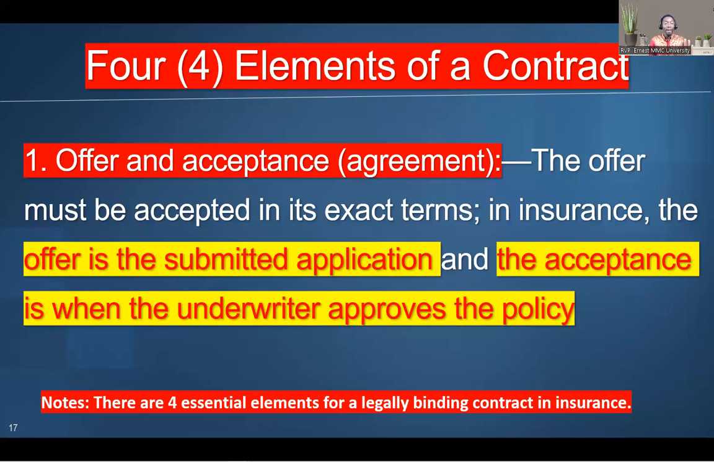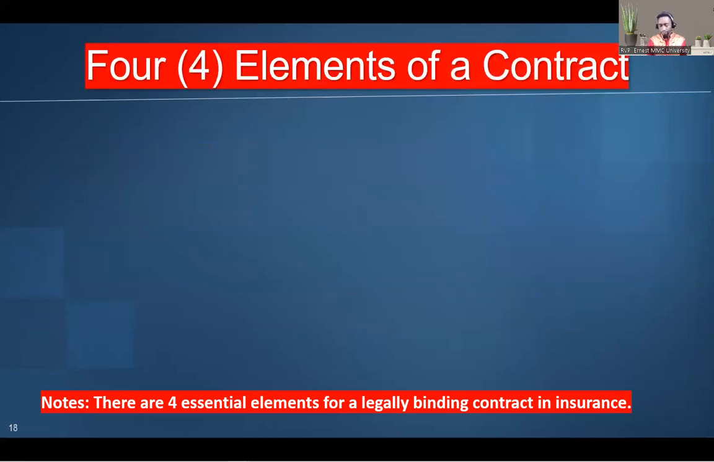So if you are the applicant, you make the offer to the insurance company. Now the insurance company approves, they make the acceptance. The insurance company never makes the offer. And you as the applicant, you never make the acceptance. So make sure you know, it's very simple: when you submit the application, you make the offer. When they approve the coverage or the policy, that's when acceptance takes place. I think that's easy enough to get.